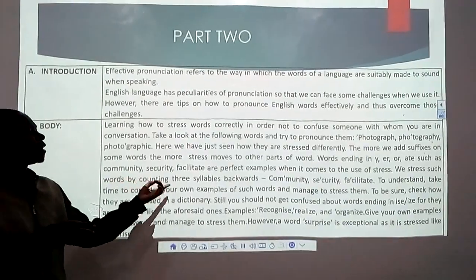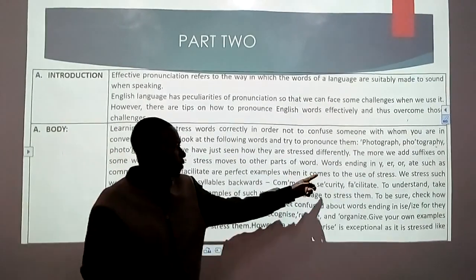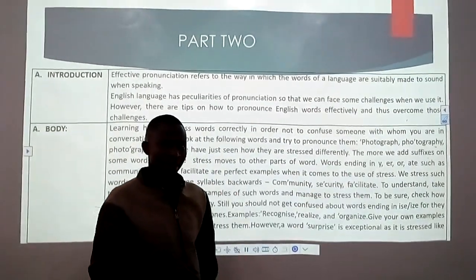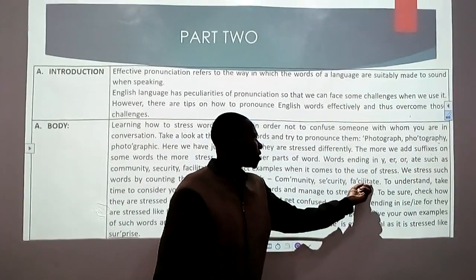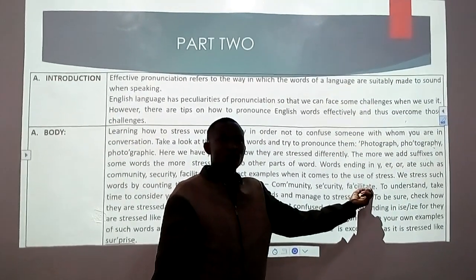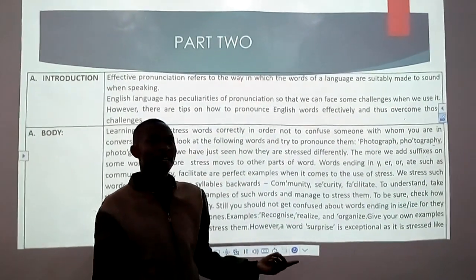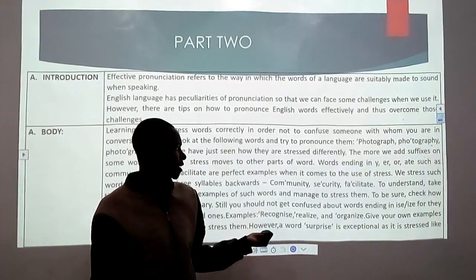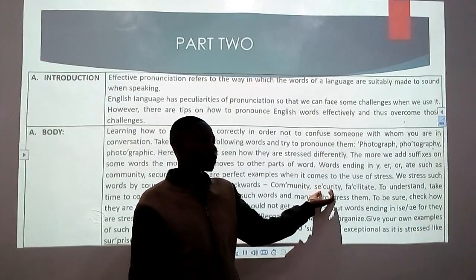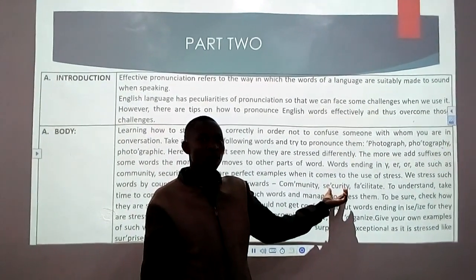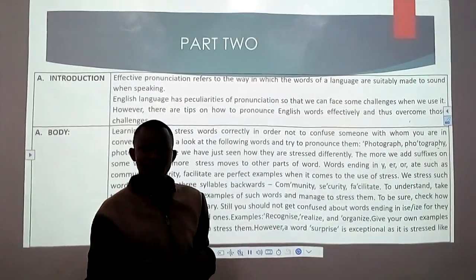Of course, you count 3 syllables backwards. Okay? Community, security, facilitate. Clear? For these words, just because of the suffixes, the stress depends on the suffix that has been added to the given words. This T has made it necessary for these words to get stressed like this, because we count 3 syllables backwards, like we said. I think it is understandable.